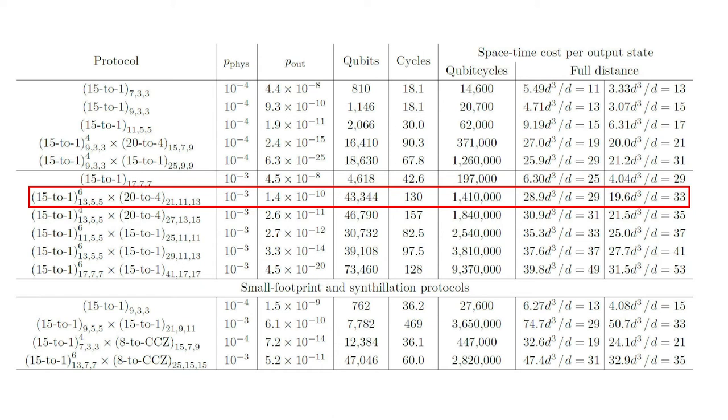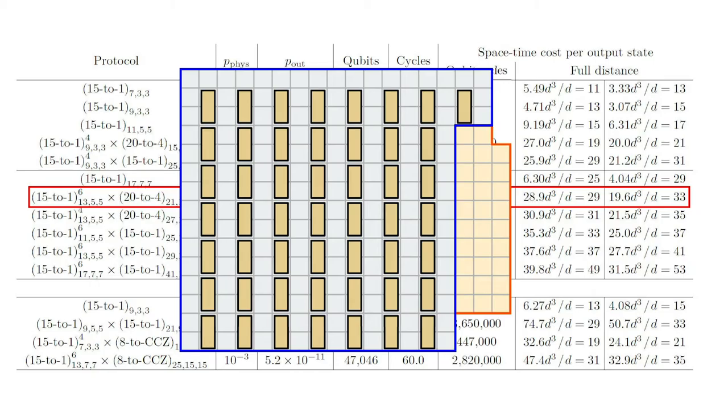And there are 6 level 1 blocks characterized by the distances 13, 5, and 5. What this protocol does is reduce the error rate from 10 to the minus 3 to roughly 10 to the minus 10. And the space-time cost is 1,410,000 qubit cycles per output state. Or in terms of the full distance, which is now 29, because you have a higher physical error rate of 10 to the minus 3, it's 28.9 d to the third.